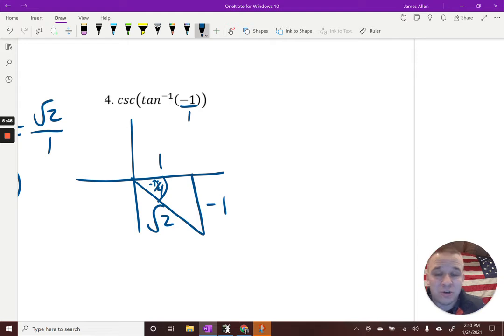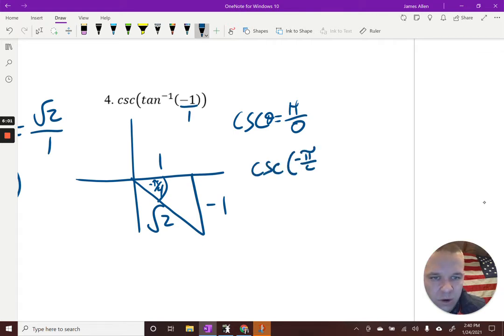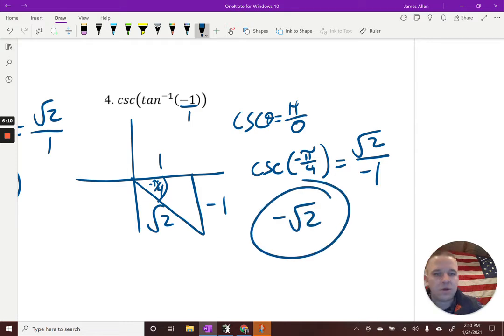I've already got my triangle drawn. So what's the cosecant of that angle? Well, cosecant of an angle is hypotenuse over opposite, right? Hypotenuse is root 2. So cosecant of -pi/4, I'll go ahead and write it since we have it, is going to be hypotenuse over opposite. So that would just be -√2 for my final answer.